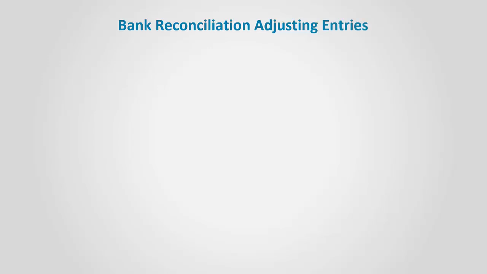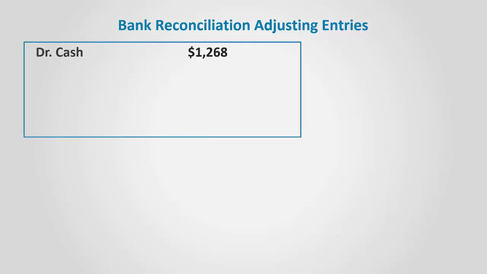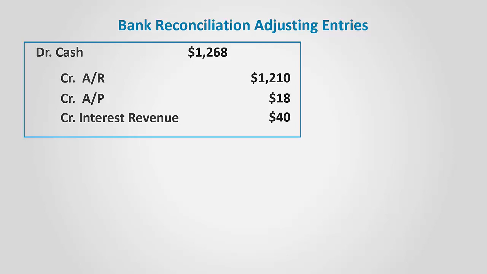To adjust or correct the book balance, the following journal entries will have to be carried out. Cash is debited by the amount added to cash on the book side of the bank reconciliation. The EFT is collected because a customer paid $1,210, which is due. So accounts receivable is credited. The error of $18 was originally posted to the debit side of accounts payable. To correct this, it is credited for the same amount. The interest revenue is also credited to record it for $40.